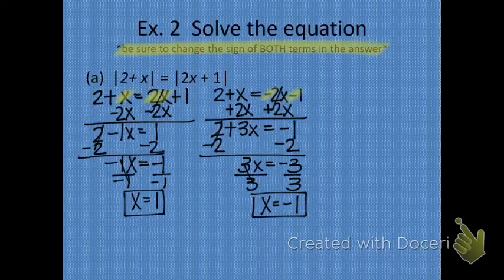2 minus 1 on the left side. What's 2 minus 1? 2 minus 1, everybody. 1. What's the absolute value of 1? 1. On the right side, what's 2 times negative 1? Negative 2. What's negative 2 plus 1? Negative 1. But what's the absolute value of negative 1? So does 1 equal 1? So we keep both answers. And that is lesson 1.4.